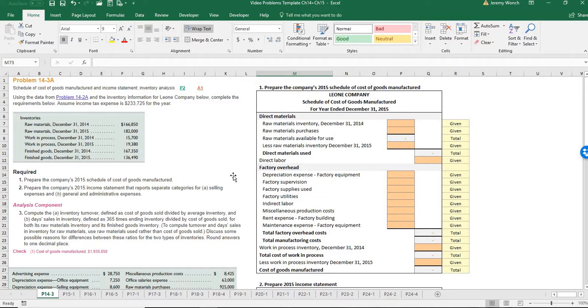The next is work in process inventory, and that's the stuff that we've started to work on. So that's our half-finished picnic tables at the end of each month. And that's going to involve different kinds of costs.